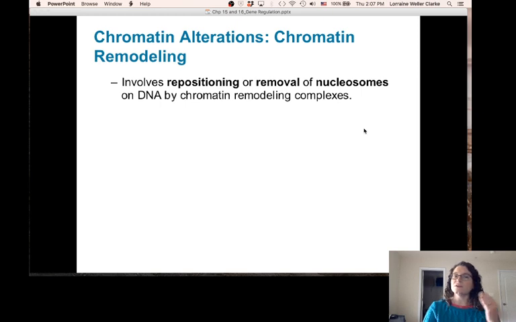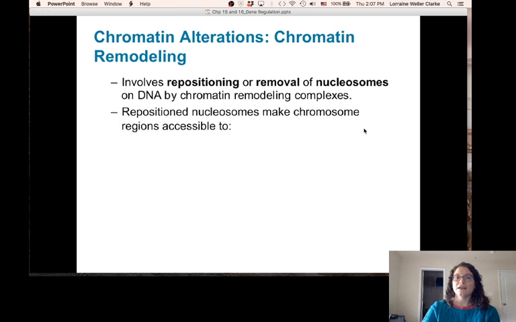So you can also do chromatin remodeling. The previous one was the opening and closing of histones, but the remodeling involves repositioning or removal of nucleosomes, okay, those little things that the DNA is wrapped around. And so that can open it up and make it more accessible. Think of the polytene chromosomes we saw before. Those have almost no nucleosomes or histones on them, making it so that they're not wrapped tightly.